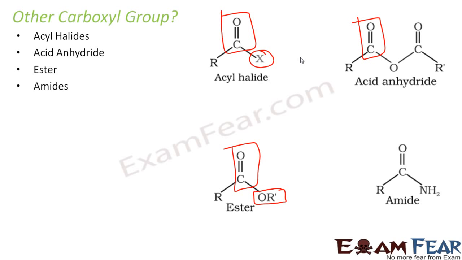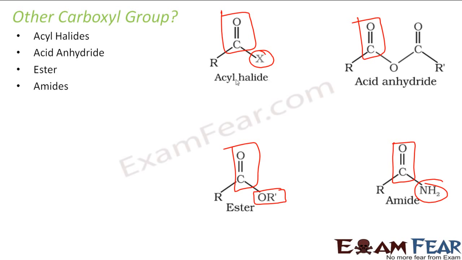Correct? And the next is amide. So again you have a CO group and in one bond you have NH2, nitrogen. Then it becomes amide. So we have esters, we have amide, we have acyl halide, we have acid anhydride. Please remember these because these are pretty critical. These are the basics to start with.